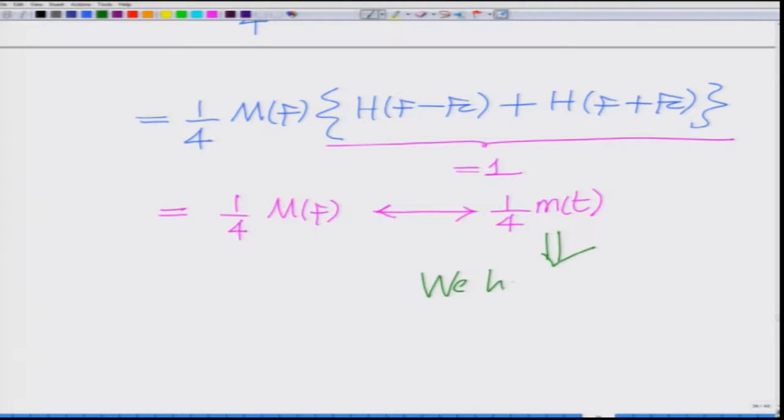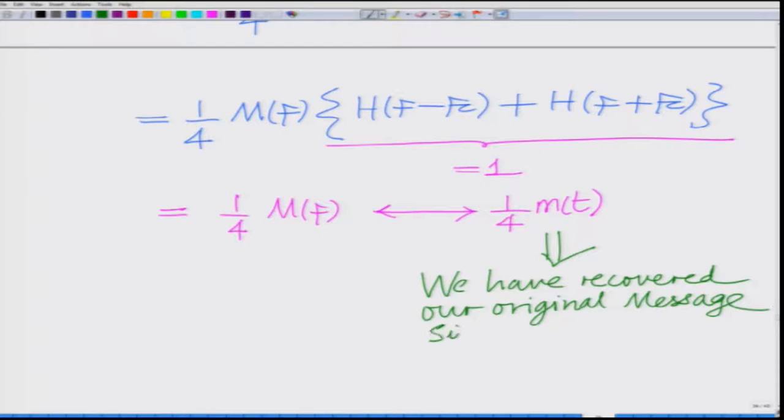Which implies that we have recovered our original signal MT. But note that the requirement is H F minus F C plus H F plus F C should be equal to 1. So, that is the property that the non-ideal VSB filter must satisfy. Let us look at that property.